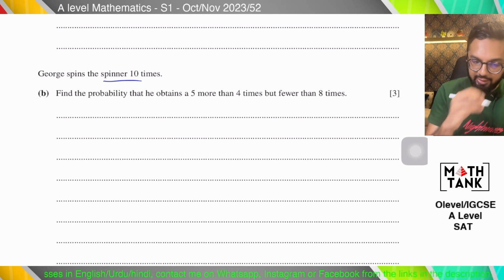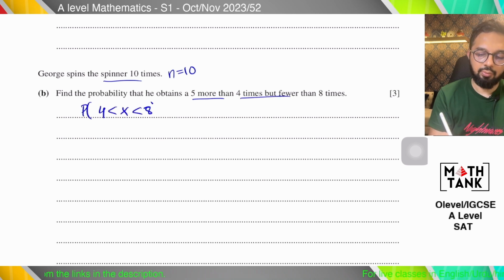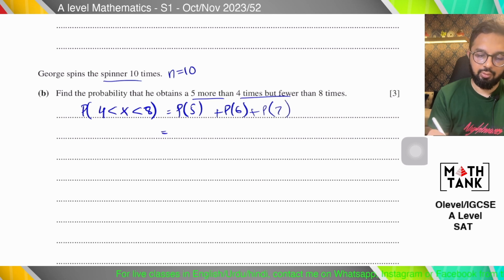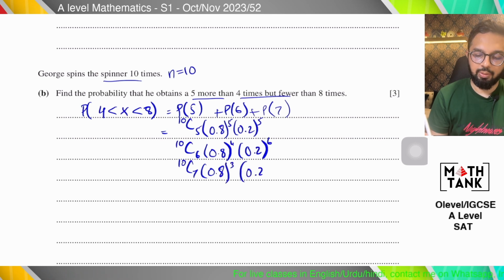George spins the spinner 10 times. I am telling you what the number of spins is. Find the probability that he obtains a 5 more than 4 times but fewer than 8 times. So probability of 5, plus probability of 6, plus probability of 7. Then 10C5, 0.8 to the power 5, 0.2 to the power 5, and 10C6, 0.8 to the power 4, 0.2 to the power 6, and 10C7, 0.8 to the power 3, 0.2 to the power 7.